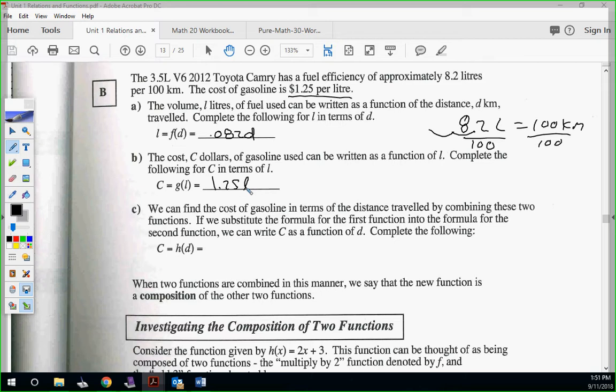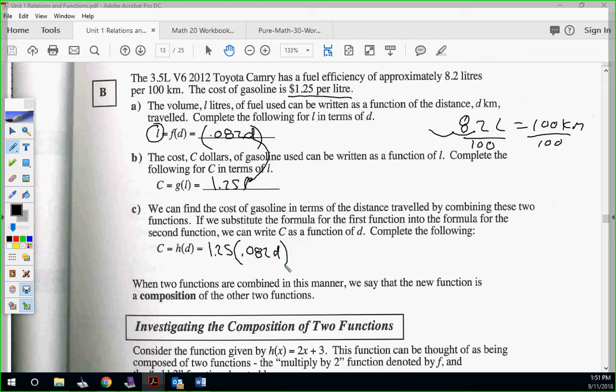Now here's the composition part. We can find the cost of gasoline in terms of distance traveled by combining these two functions. If we substitute the formula for the first function into the second, because this function is a function of L, which represents the liters, right? So if we take this function and put it right here, we now have the cost function for how far we drive. So it'd be 1.25 times 0.082 D.